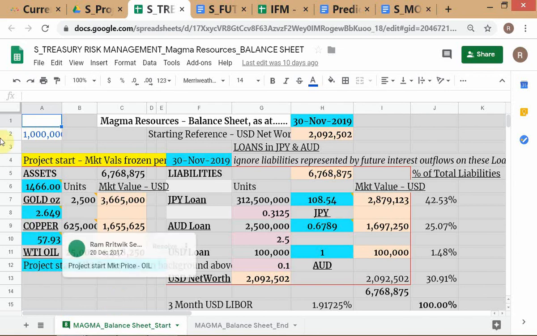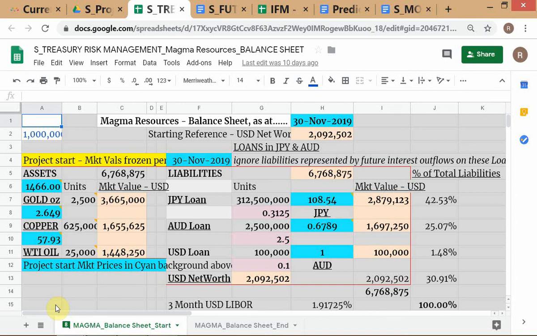So let me just explain the balance sheet first. This is the balance sheet of this company, which is basically a natural resources company. The first thing is it's a stylized balance sheet. You know what a stylized balance sheet is? A stylized balance sheet means it's not a full balance sheet. It's not a typical regulatory reporting balance sheet where you have to follow the accounting standards and all the items are listed. It's not a full balance sheet for reporting purposes.